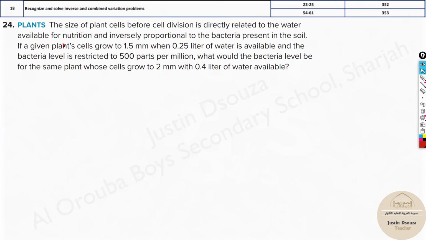I'll walk through them. The size of the plant cells before cell division is directly related to water available for nutrition and inversely proportional to the bacteria present in soil. Now I write size is proportional to water divided by the bacteria. So if I'm writing it as an equation, it will be S = KW/B. So this is the formula for this. It's directly related to the water and inversely related to the bacteria.